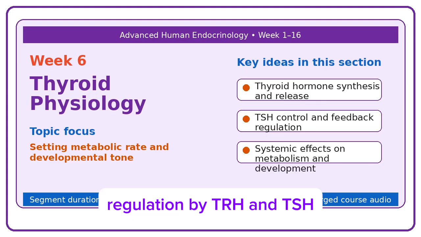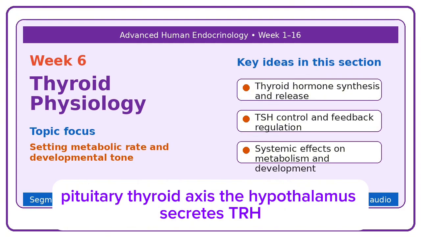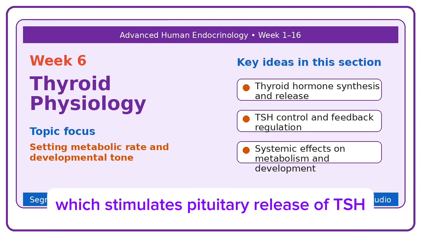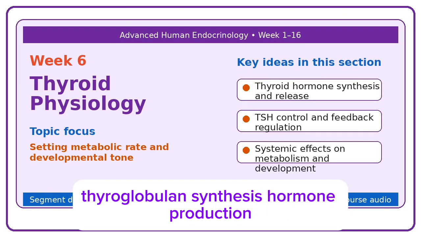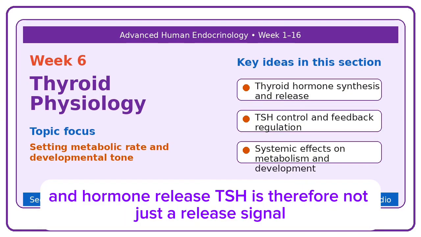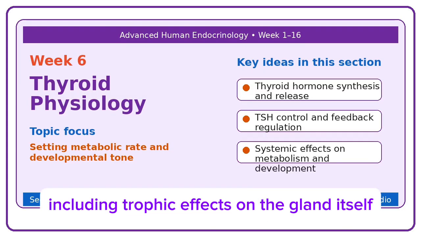10. Regulation by TRH and TSH. Thyroid function is controlled by the hypothalamus-pituitary-thyroid axis. The hypothalamus secretes TRH, which stimulates pituitary release of TSH. TSH then acts on thyroid follicular cells to stimulate iodide uptake, thyroglobulin synthesis, hormone production, and hormone release. TSH is therefore not just a release signal. It supports multiple steps in thyroid structure and function, including trophic effects on the gland itself.